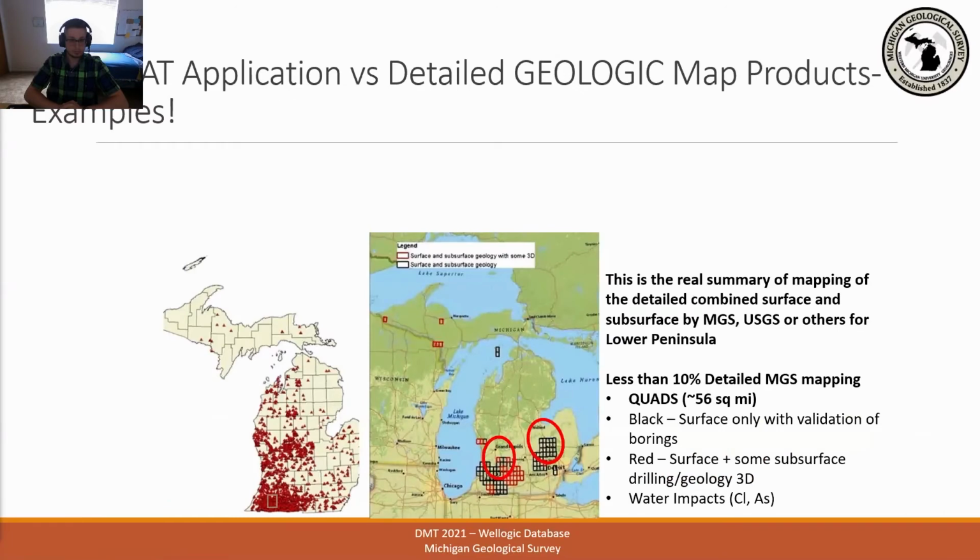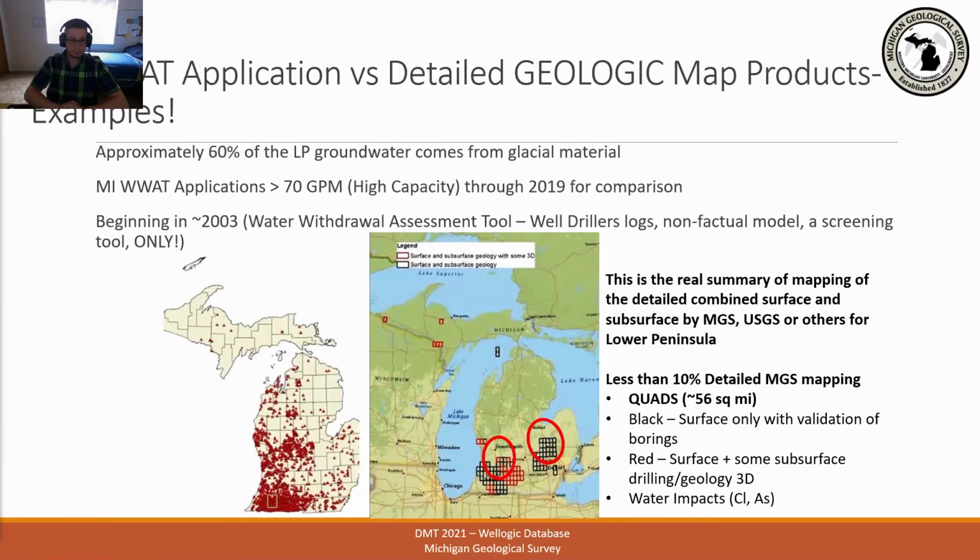So if we look at what the data is being used for, the Michigan Water Withdrawal Assessment Tool is a tool that we've had in Michigan now since 2006. And about 60% of the Lower Peninsula, in case you didn't know we had two peninsulas, groundwater comes from glacial material. The MiWWAT is looking at just those users of greater than 70 gallons per minute. That's called high capacity. And so what we have down here are the applications that we have for that. And this tool, of course, is using the driller's logs, and it's not factual.